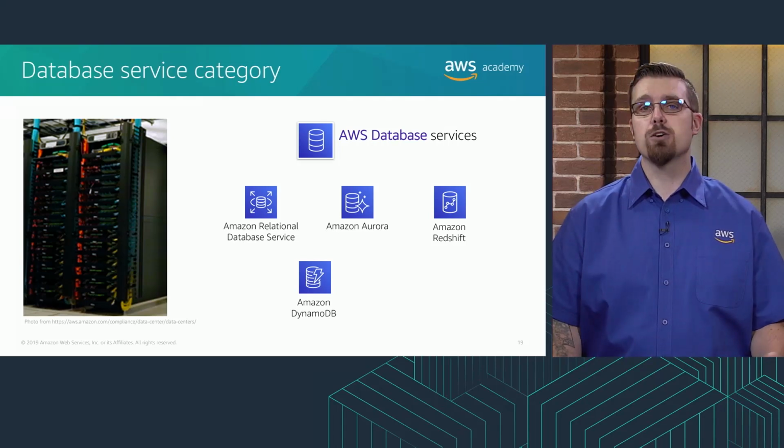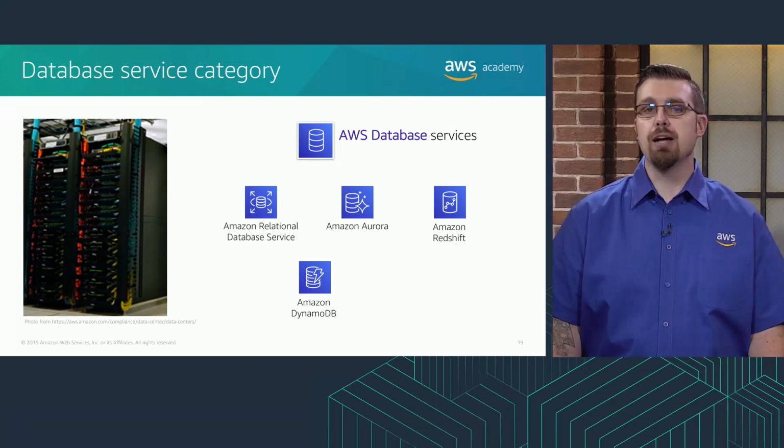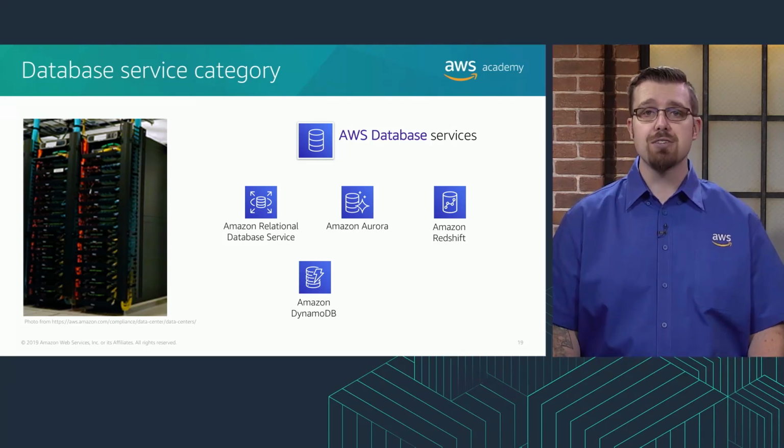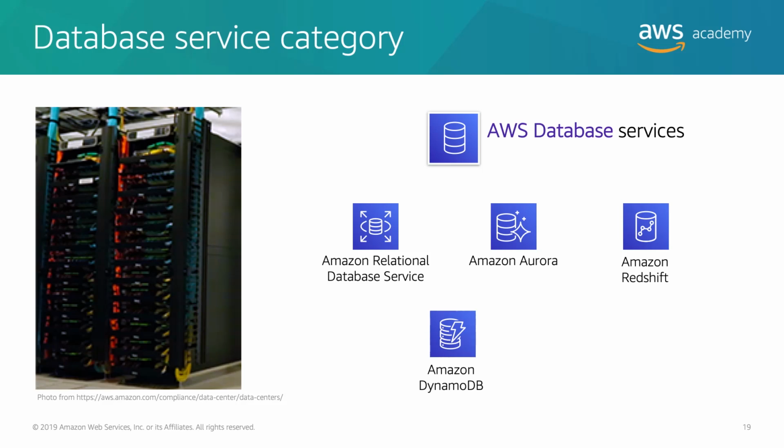Next, we have Amazon Aurora, which is a MySQL and PostgreSQL compatible relational database. It's set up to be 5 times faster than standard MySQL databases and 3 times faster than standard Postgres databases. Amazon Redshift enables you to run analytic queries against petabytes of data that is stored locally in Amazon. It delivers fast performance at any scale.